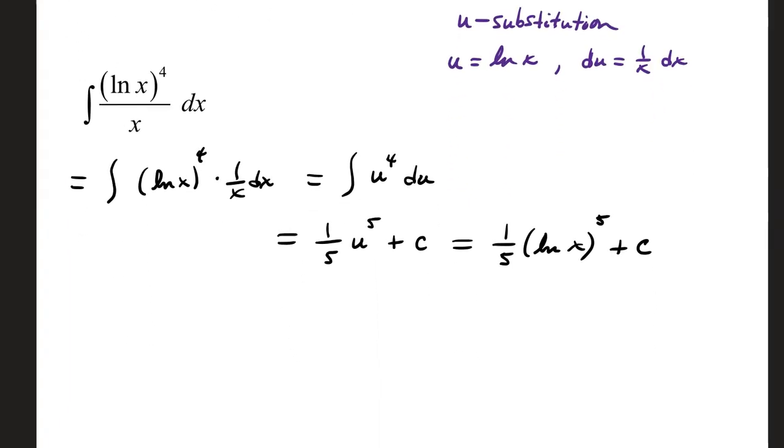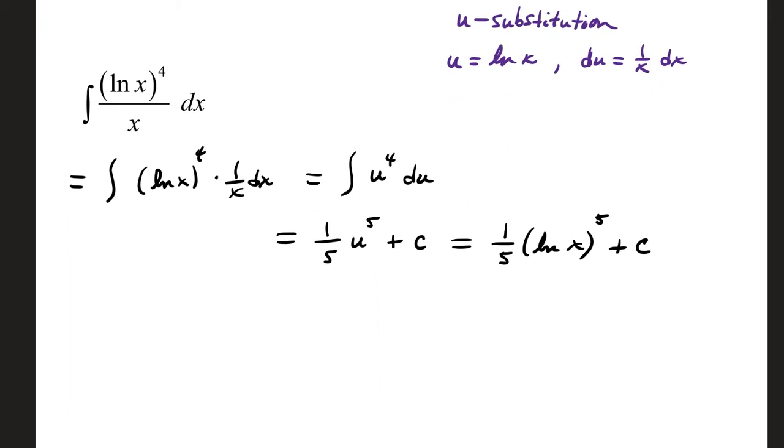In our next example, we have the integral of natural log of x to the 4th power over x dx. Natural log, that's a logarithm. X is algebraic. Logarithms rank higher in the LIATE list than algebra, L above A. So we're going to let u be natural log of x. Its derivative is 1 over x dx.